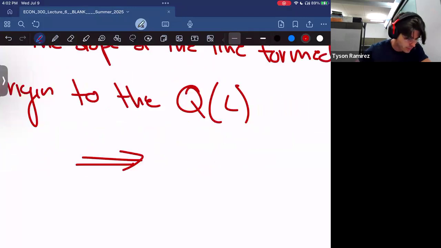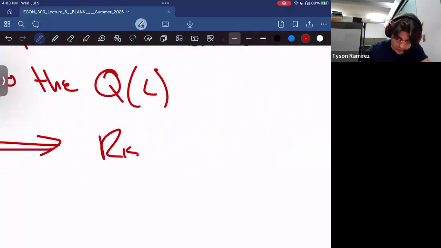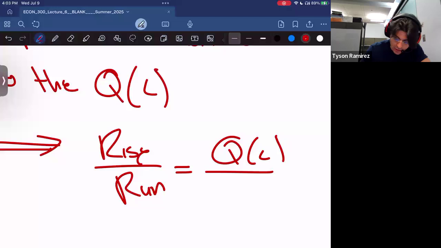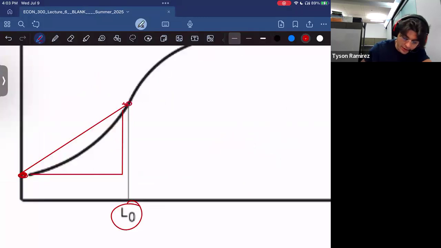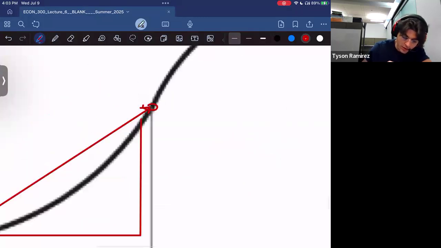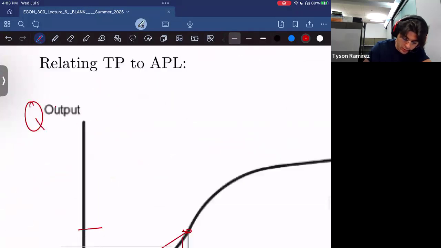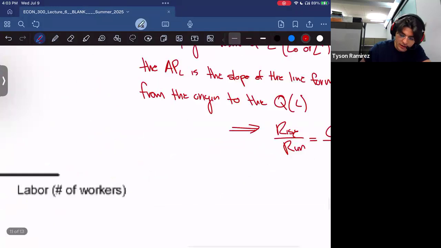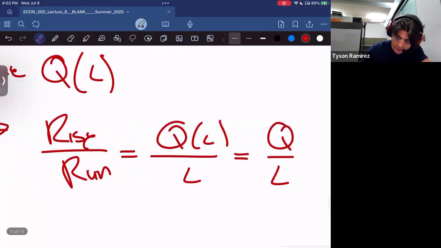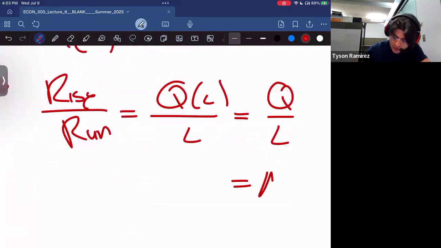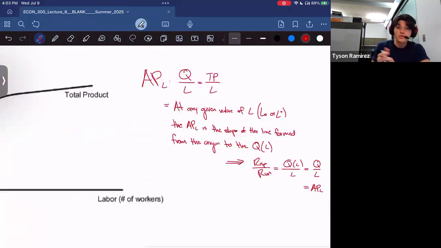That is rise over run, equal to Q of L over L, right? Because this is L, and then whatever point this is, the y value is going to be Q, which is a function of L. Thus, this is simply your quantity over L, which is the very definition of average product of labor. So if you like math, then that was maybe pretty neat. And if you don't like math, then that was a little extra. Maybe it was pointless for you.